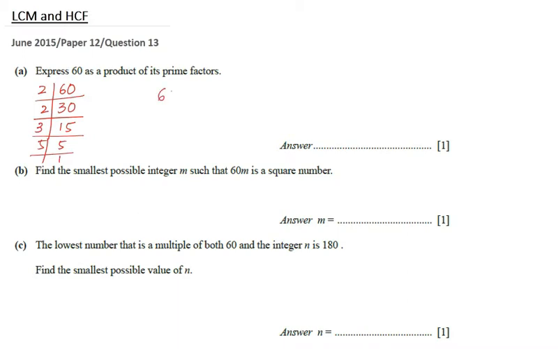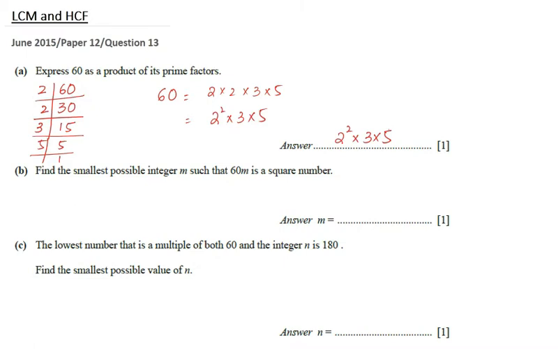So it means the factors of 60 are 2 into 2 into 3 into 5, or we can write 2 square into 3 into 5.